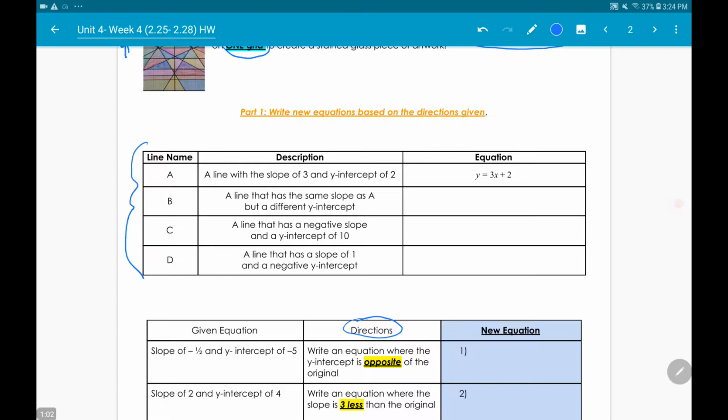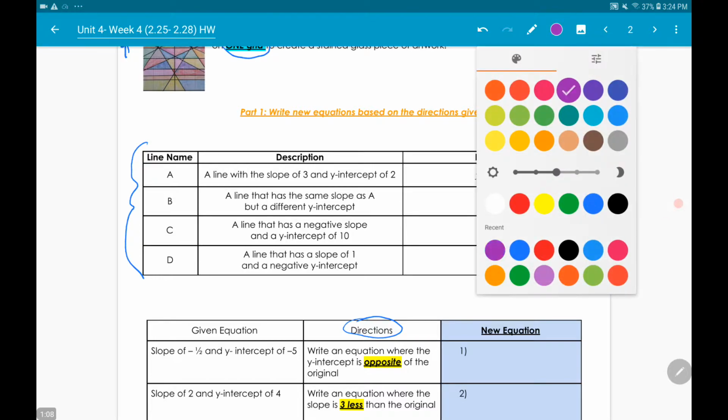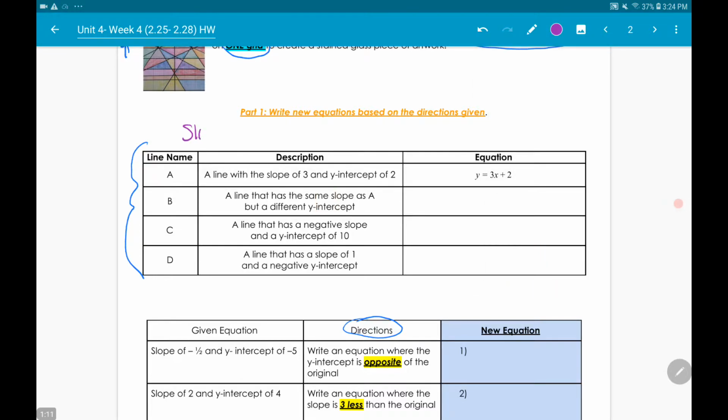First, we need to remember, how do we write a linear equation? What's the format? The format that we've been using is called slope-intercept form. Remember, because it gives us the slope and the y-intercept to create an equation. Or from the equation, we could get both the slope and y-intercept. And it looks like this. y = mx + b.